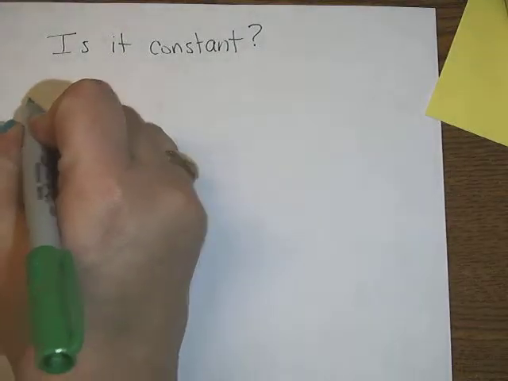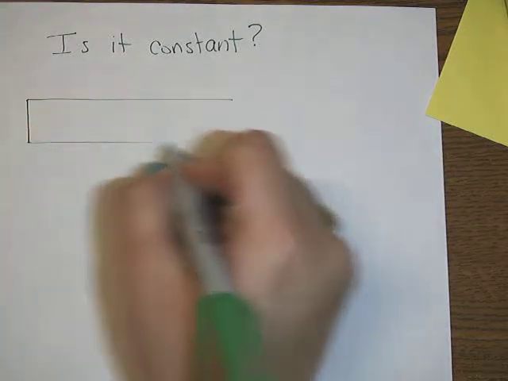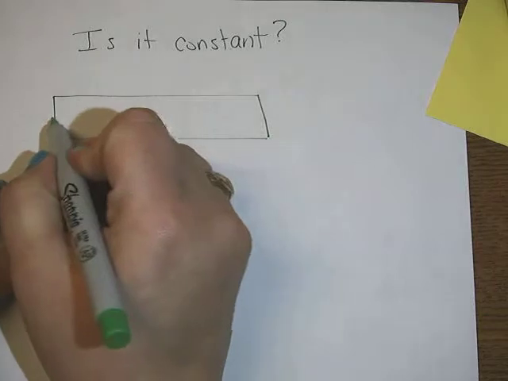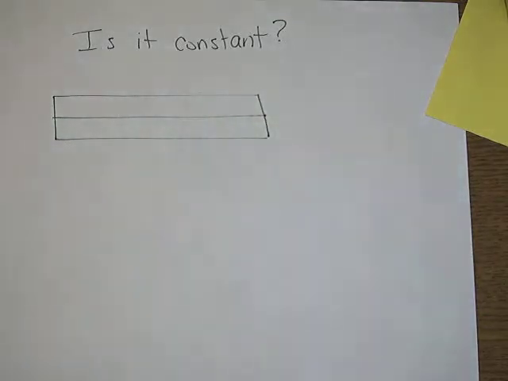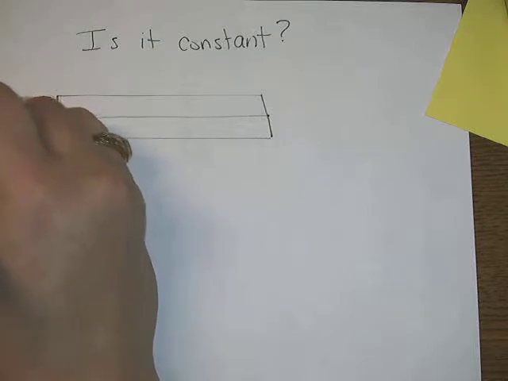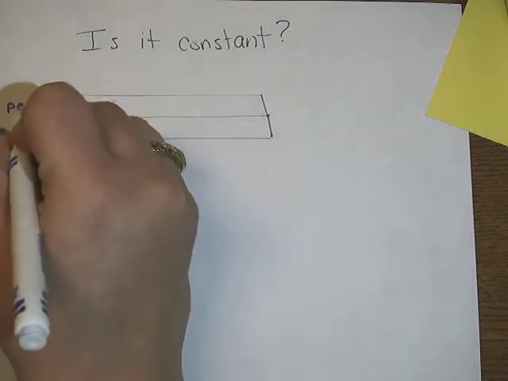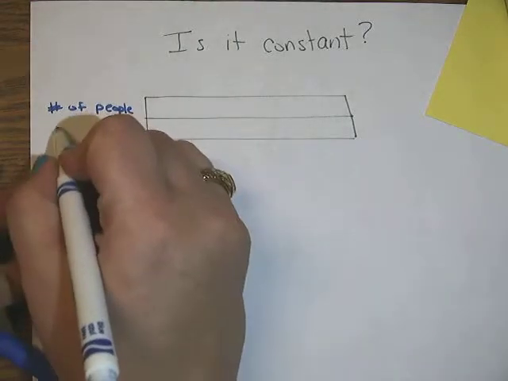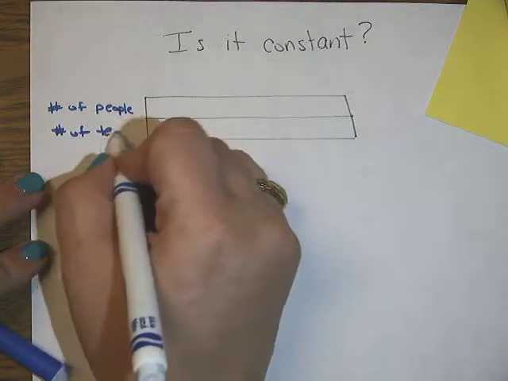So first, we're going to draw a little table. In our table, we're going to compare the number of people to the number of teams. Okay?